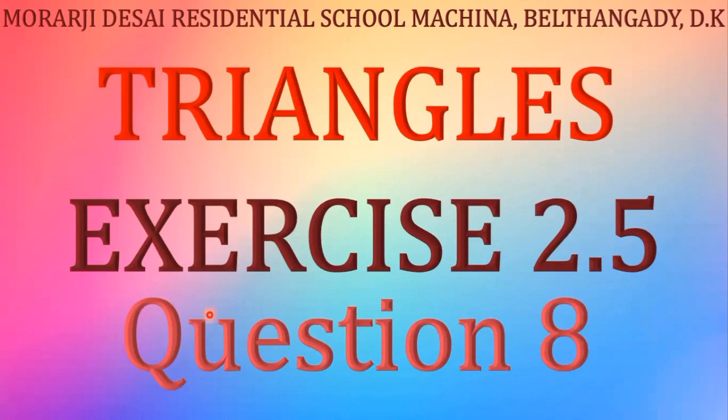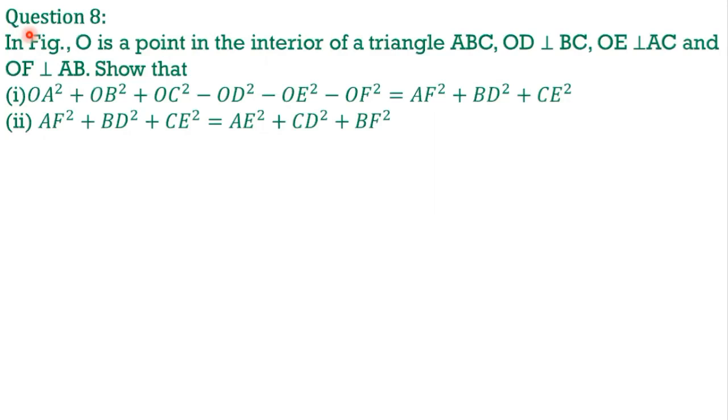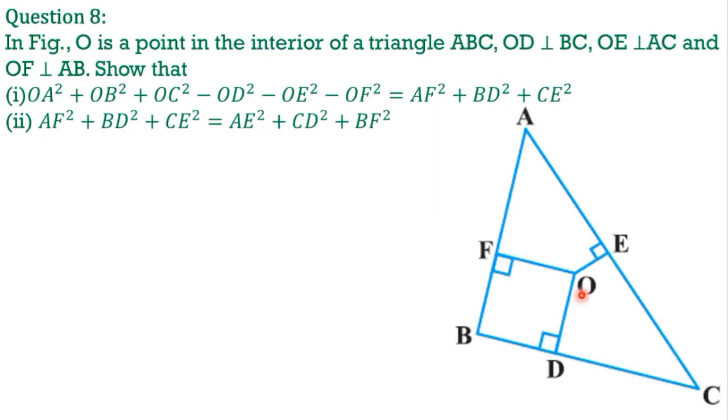Dear students, now let us solve the 8th question of exercise 2.5 from the triangles lesson. Read carefully and understand this question. In the figure, O is a point in the interior of triangle ABC. OD is perpendicular to BC, OE is perpendicular to AC, and OF is perpendicular to AB.